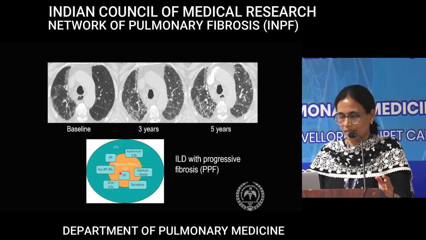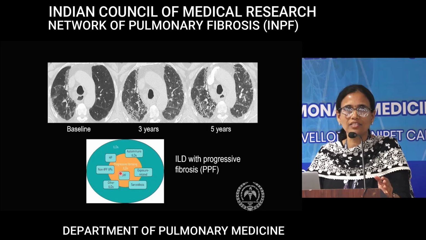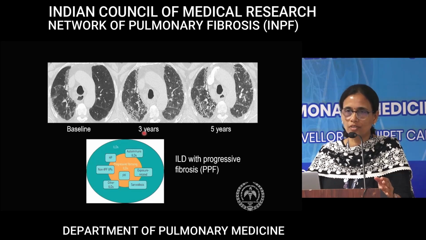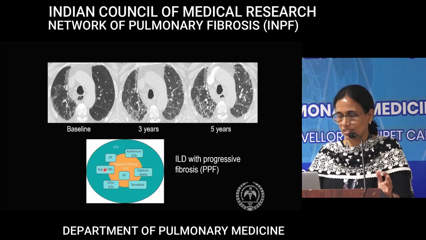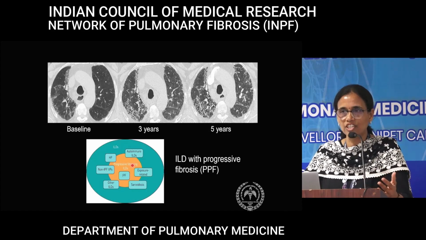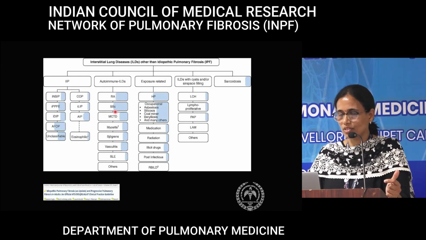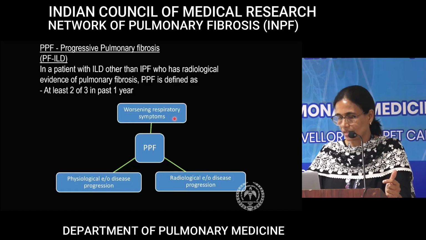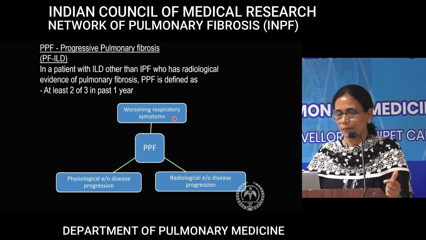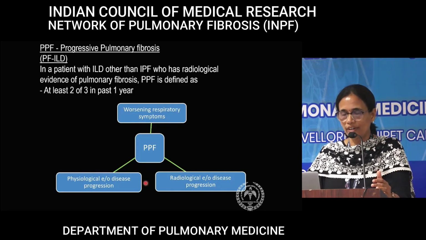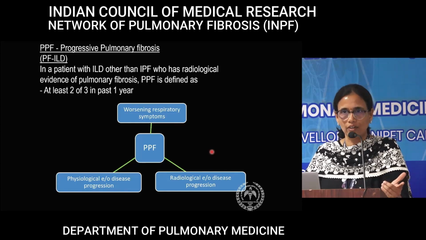So we all know that IPF is the hallmark, the one which is supposed to have relentless progression. But any of the ILDs, whatever sir said, the various classification, any of them can go into progressive fibrosis. So this table also everyone is familiar. Some of them have higher chance of going into fibrosis, whereas others have less chance. So we know how we diagnose it. Basically, they should be worsening in any two of the three, that is either clinical or physiological or radiological.